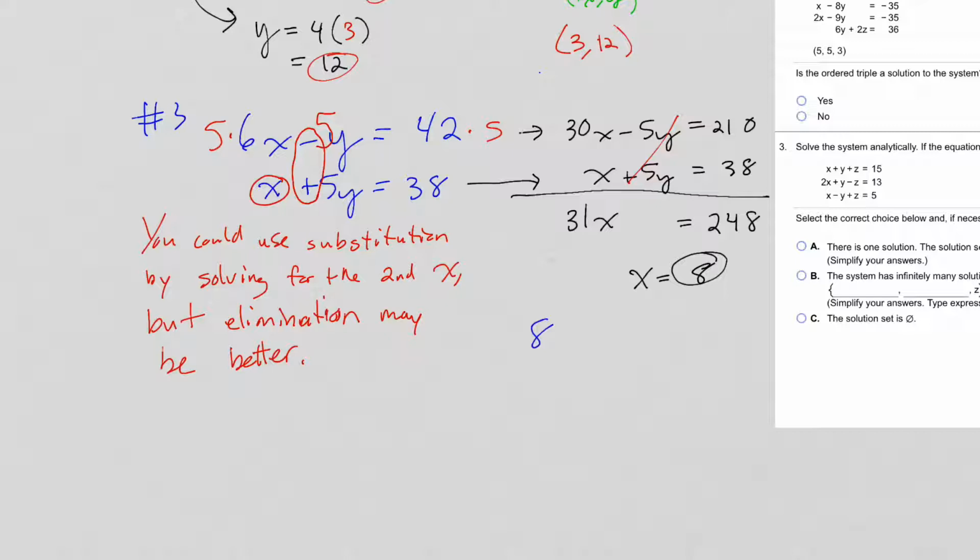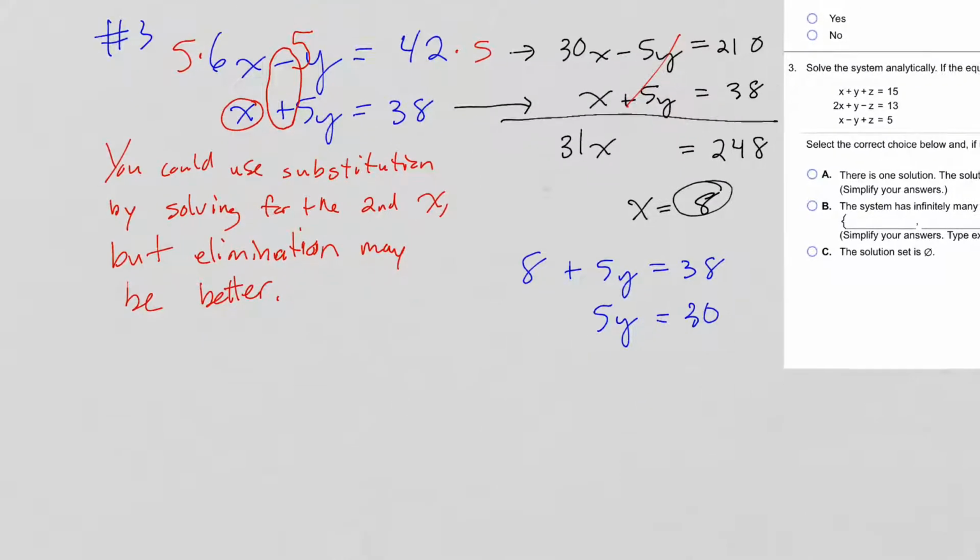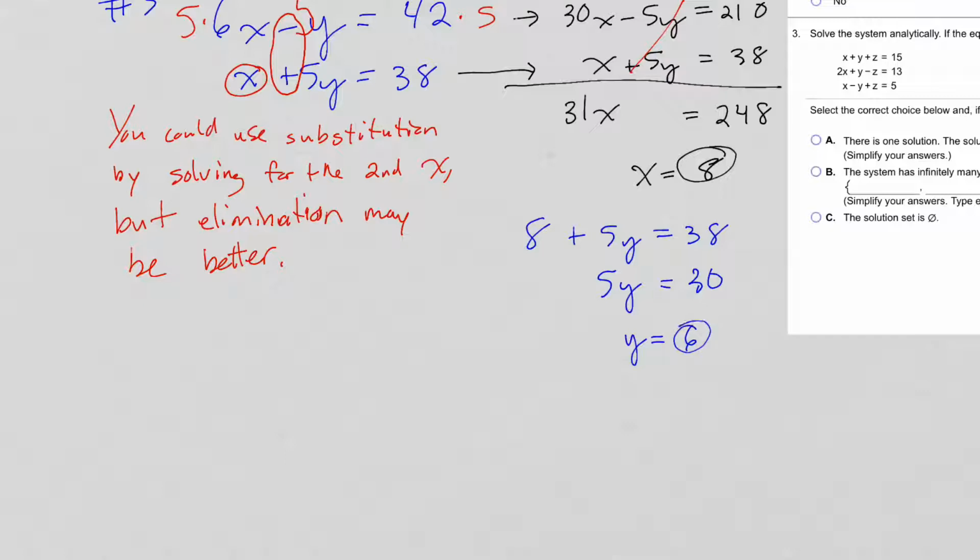So we're going to put the 8 where the x is, and now we're going to solve for y. Subtract 8 from both sides, you get 30. Then divide both sides by 5, and you're going to get 6. Okay, so the final answer would be (8, 6).